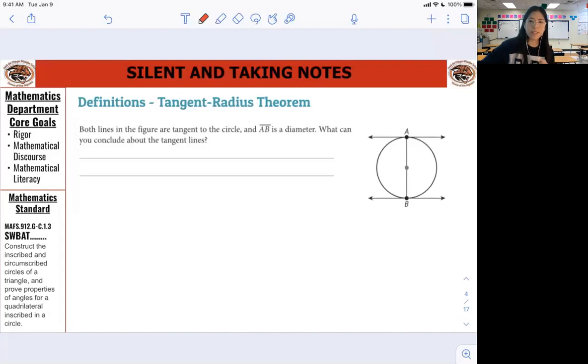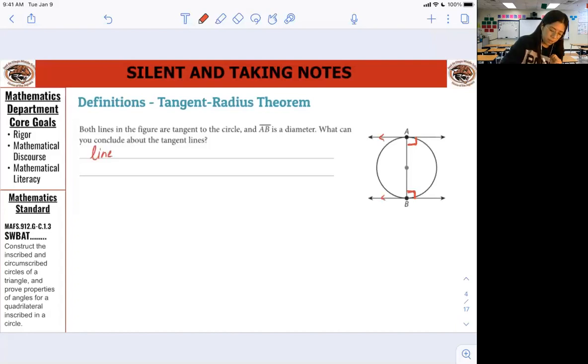The tangents and the diameter. Good. So you were both right. You just had to be more specific about what you were talking about. So we know that we get a right angle over here and we get a right angle over there. And since both of these two lines are creating a right angle, they will be parallel to each other.